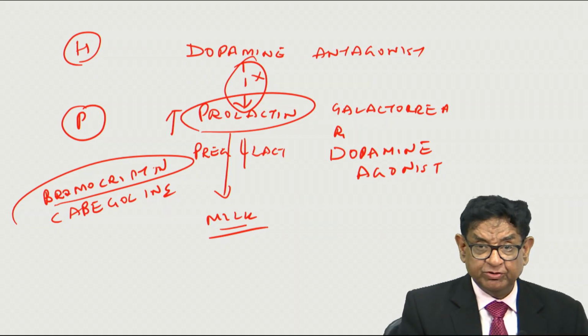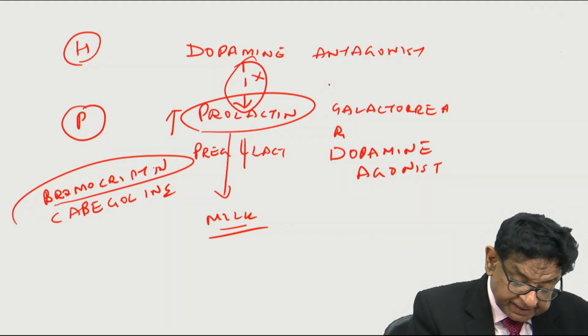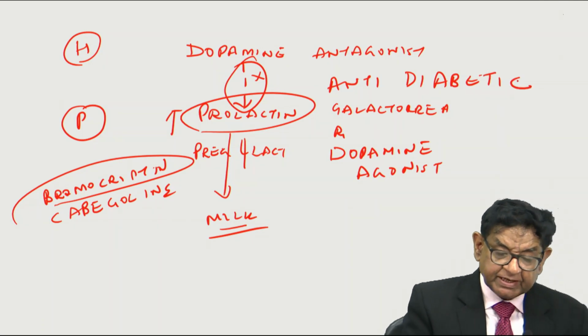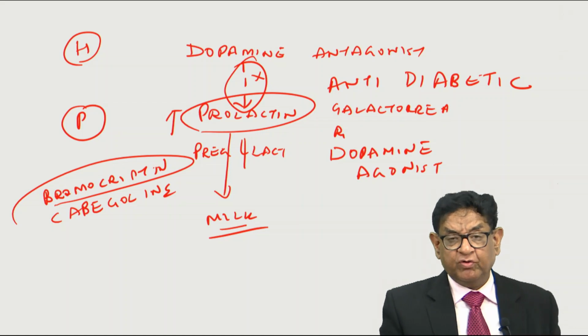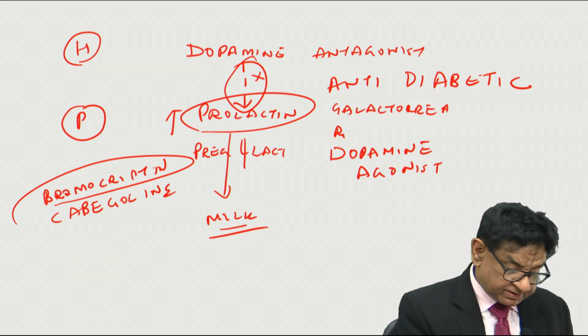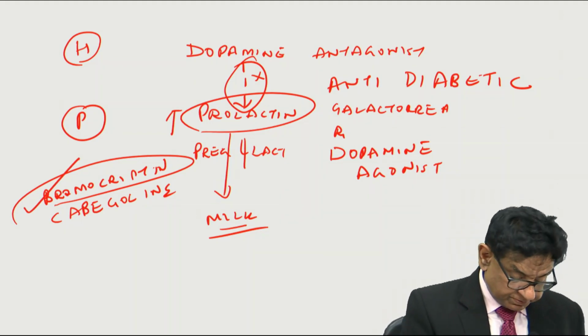Well, by now you've written the answer, I hope. The answer is, now it has been approved as an anti-diabetic drug also. Now the question can be asked to you this way also: which of the following anti-Parkinson drugs reduces blood sugar? The answer should be bromocriptine. The question can be asked to you in this format also.